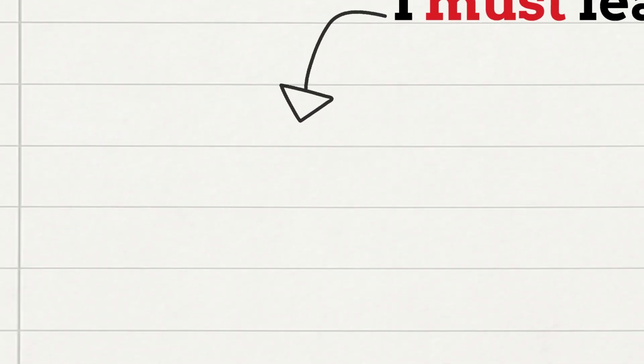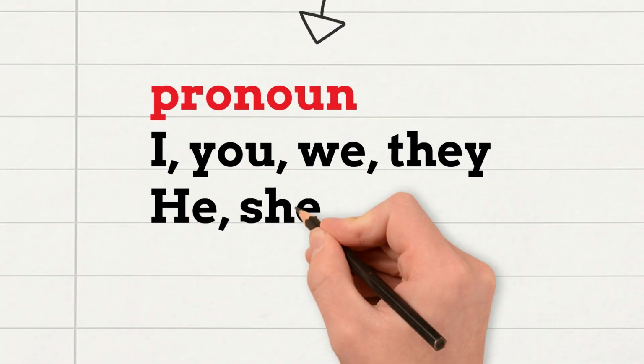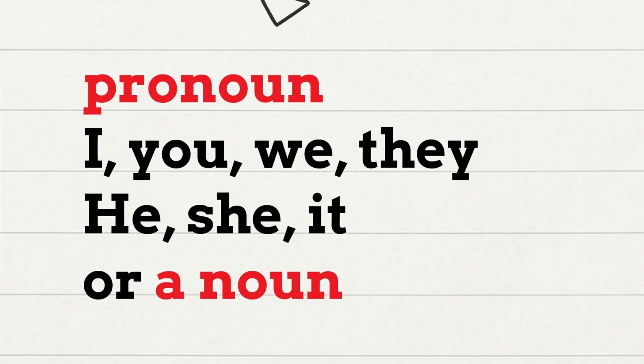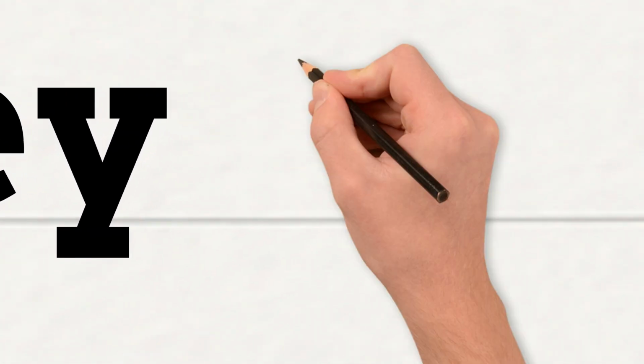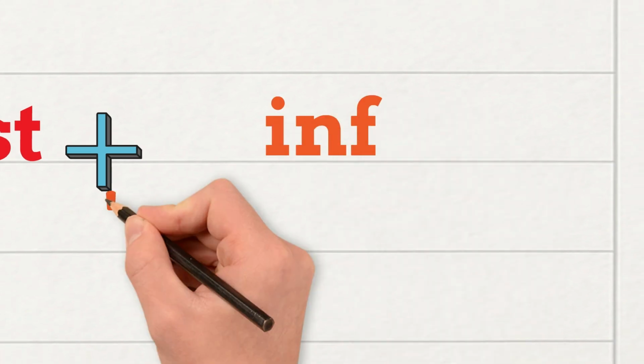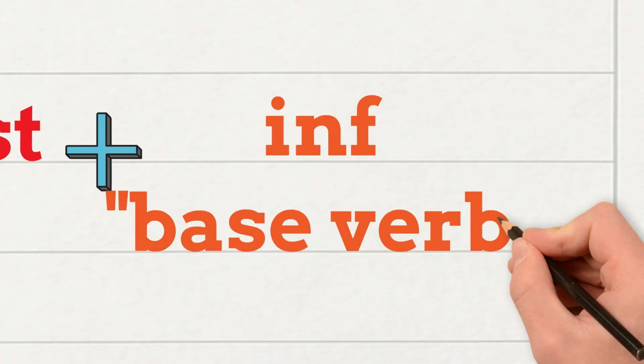Let's now learn how the sentence is formed. We start with a pronoun like I, you, we, they, he, she, or it. I can also start with a noun, which is the name of the person that we want to talk about, like Mark or Monica. After the pronoun, use must. Then the infinitive, which is the base form of the verb without any additions.